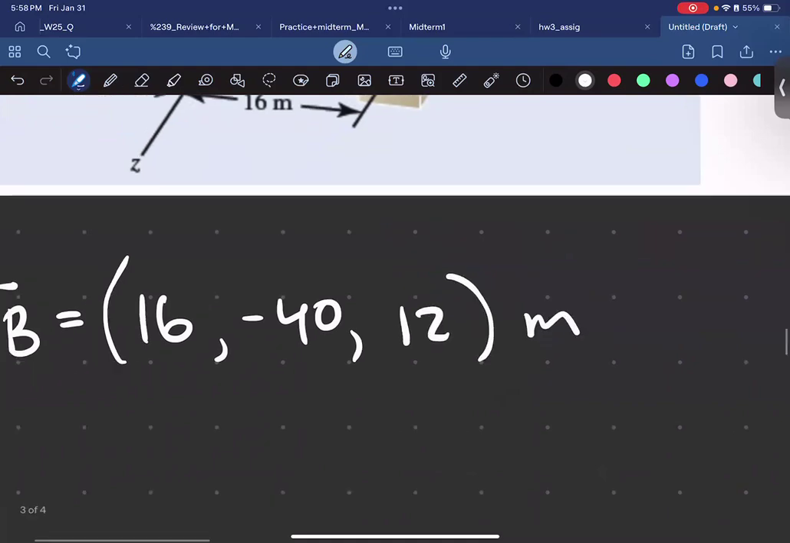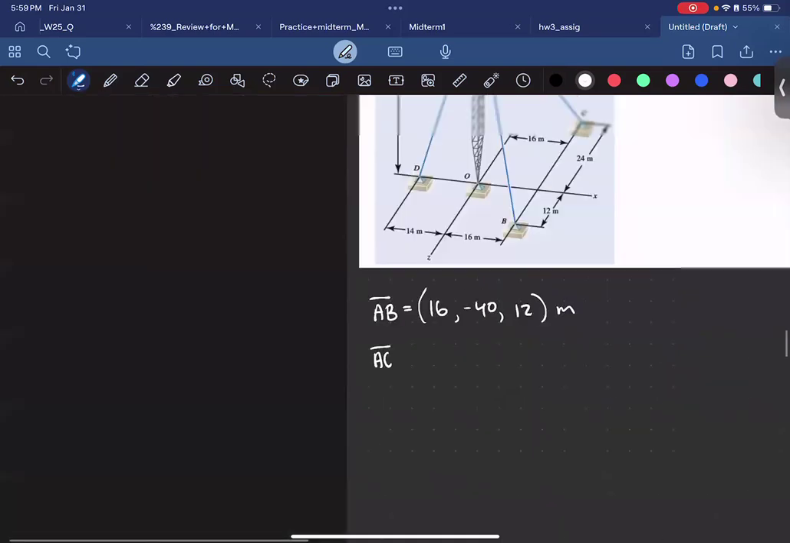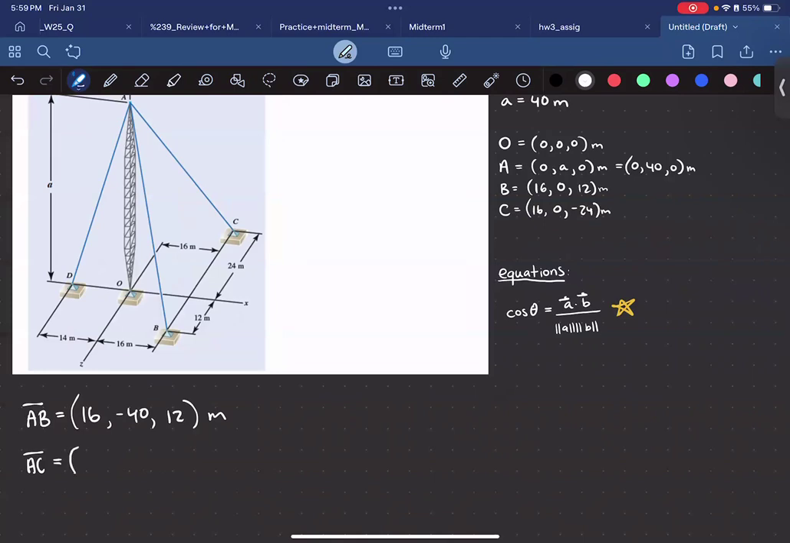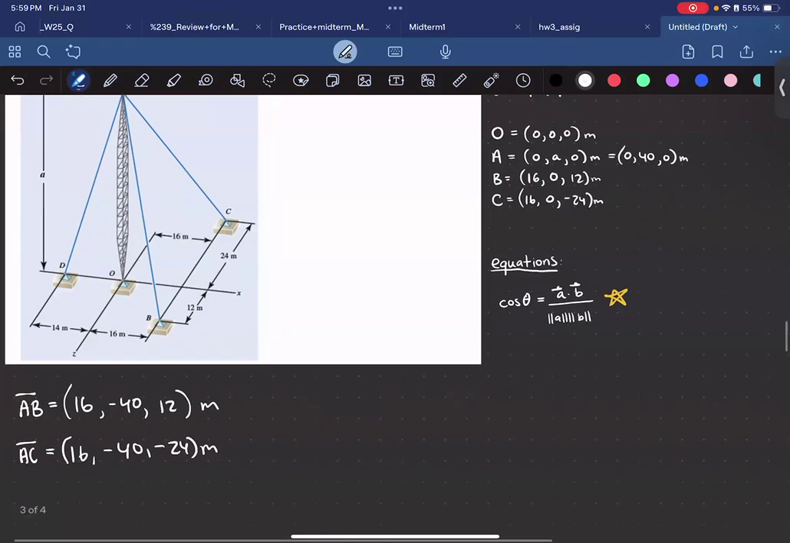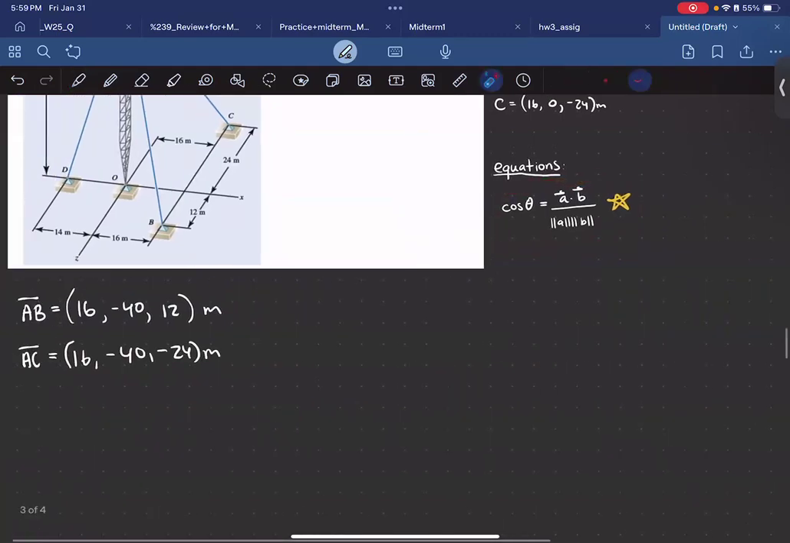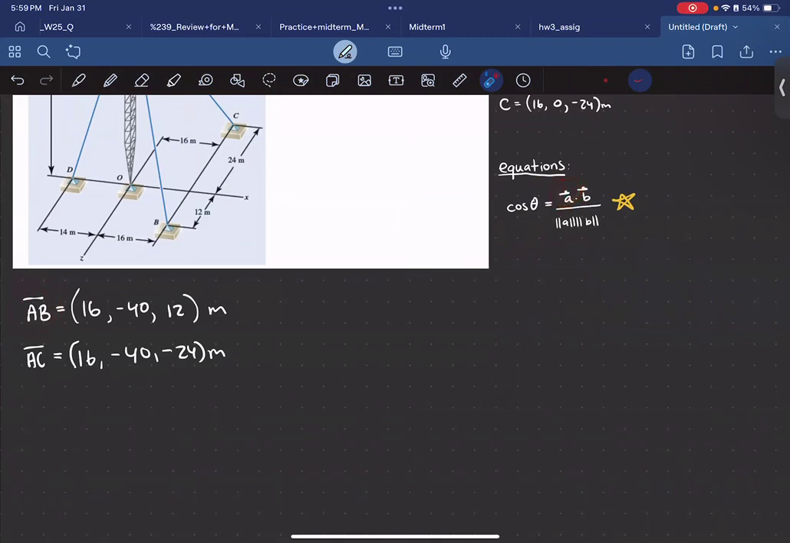in meters. And our AC, following the same steps, using a different point but the same point for A, is going to be equal to 16, negative 40, and negative 24. So 16, negative 40, and negative 24 meters. All right. So from this equation right here, AB is our A and AC is our B. So now we have basically all the variables we need.